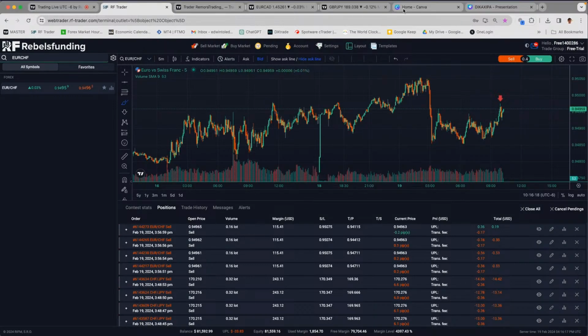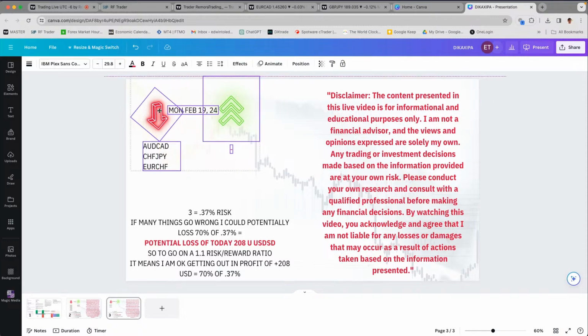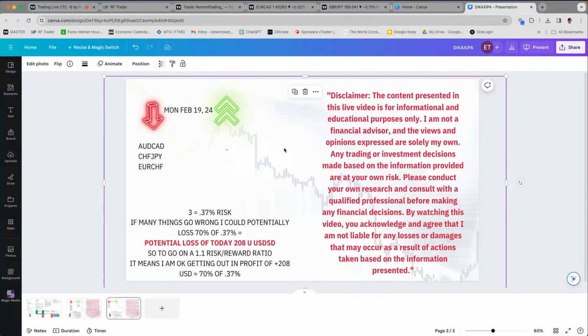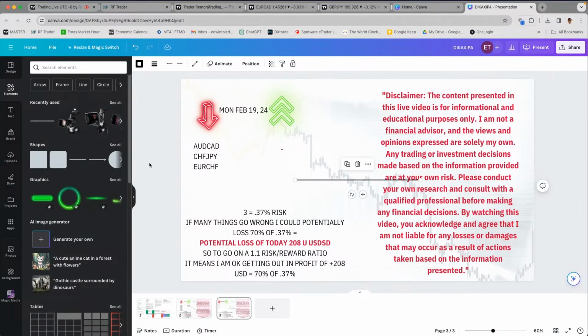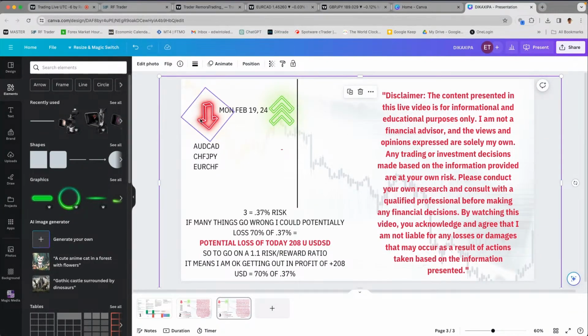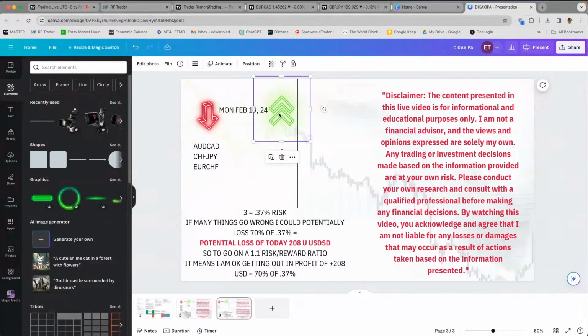So I think the way to fix that could be adding something like a column in here that tells me my bias on strength, on currency strength. Let me show you what I mean.